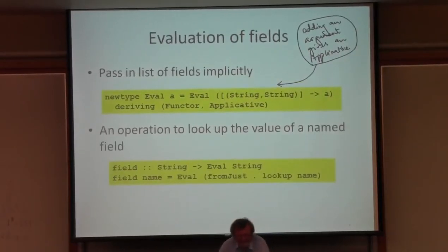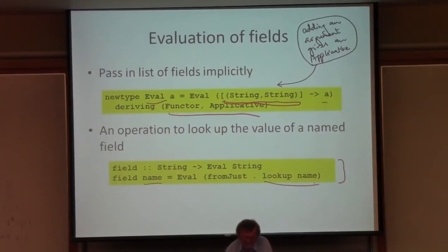How about evaluating fields? I'm going to define an evaluator to be a function from that list of pairs of strings to the value. And once again, a function from a fixed type always gives you an applicative functor. And it's in the library. So I can just derive the instances I need. All I have to write by hand is the function that looks up the value of a named field. Here it is. Take the name, use the Haskell lookup function on lists. It returns a Maybe, strip off the Just. I'm done.